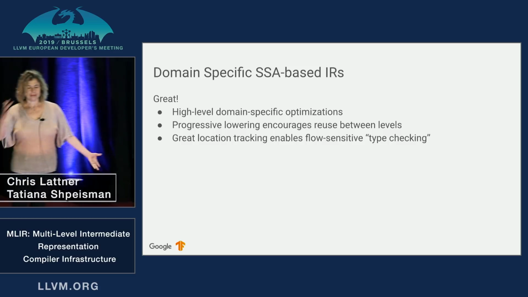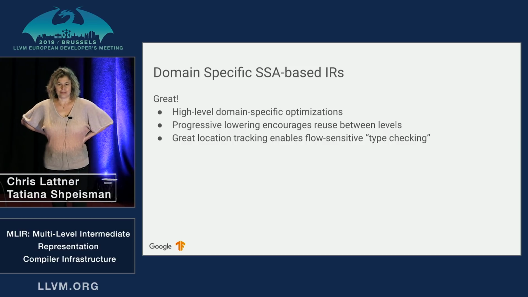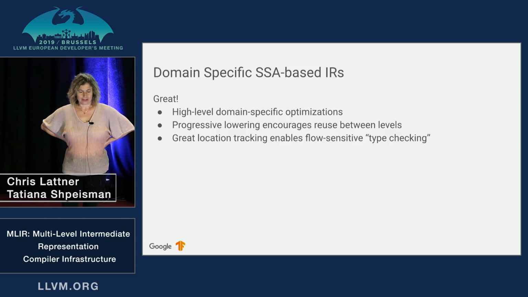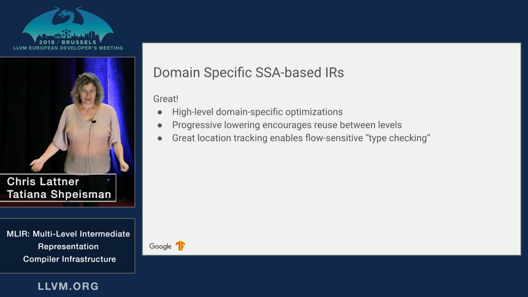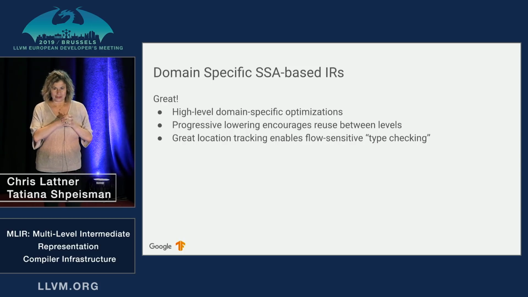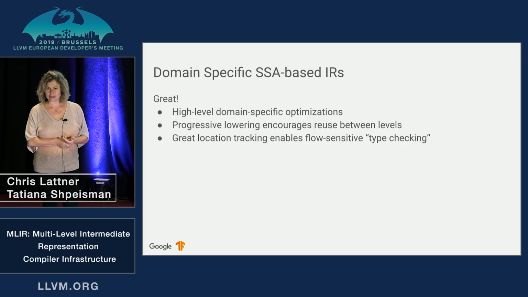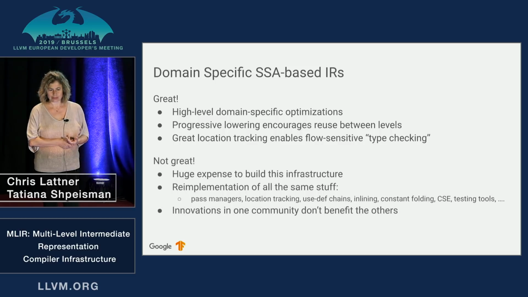Okay. So, building domain-specific IRs is really not an easy thing, and this is what we need here. We need to build an IR which will support high-level domain-specific optimizations. Of course, we want to have an SSA form. We wanted to pass the muster of the compiler people, so we need location tracking.